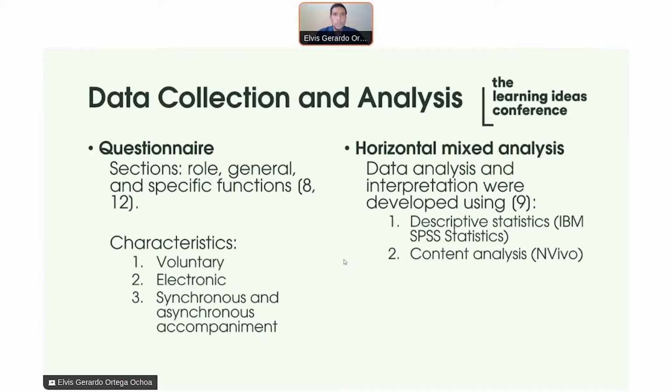Data analysis and interpretation were developed using descriptive statistics and content analysis. The first technique allowed the data systematization in indicators and charts of the nominal scales and interval questions, and the second favored the text inference of the open-ended question. The quantitative and qualitative analyses were performed using IBM SPSS Statistics and NVivo respectively.